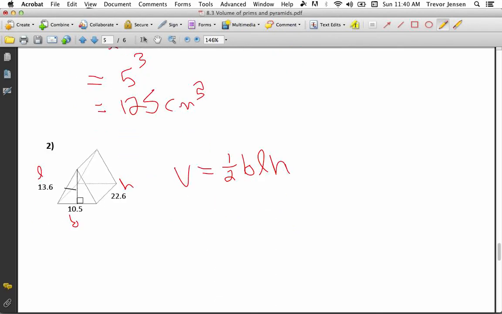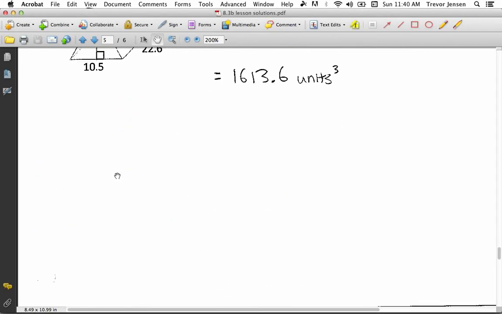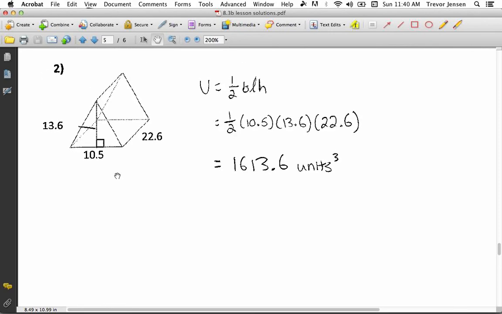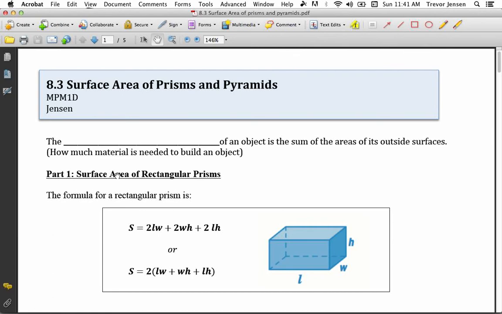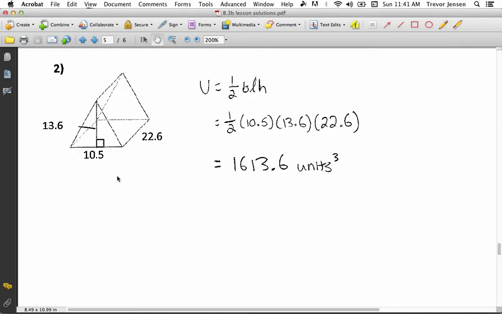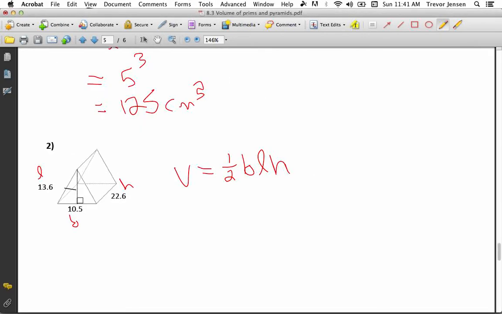For number 2, you should have got 1,613.6 units cubed. It didn't give us the units for that one. Whoops. So let me fill that one out. A half times the base of the triangular base is 10.5.